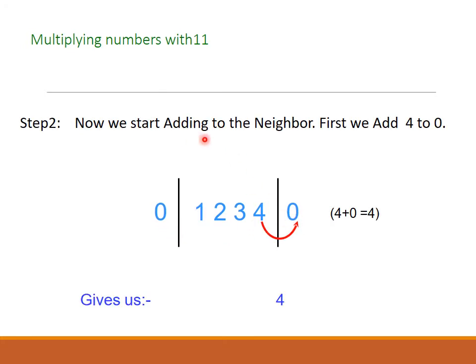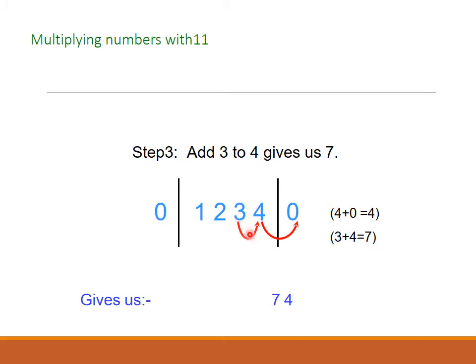And now we start adding to the neighbor. First we add 4 plus 0. It gives us 4 and place it over here. Now add 3 plus 4. 3 plus 4 is 7. Place it over here. And then again add 2 plus 3. It gives us 5. So place it over here. And now again 1 plus 2. It gives us 3. So place it over here again.